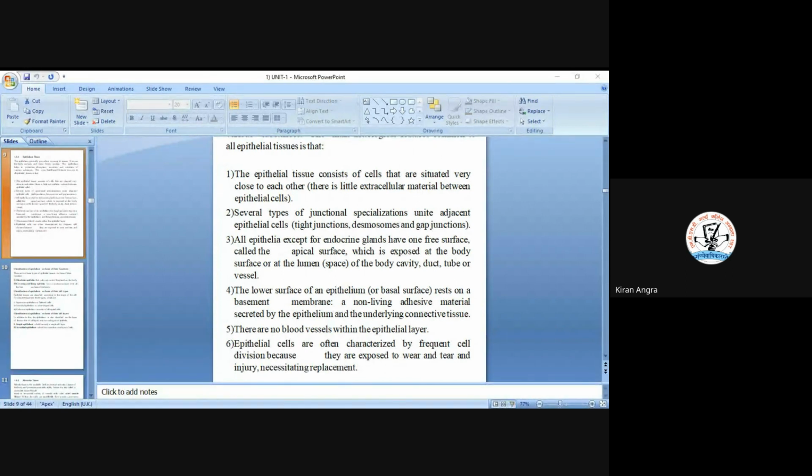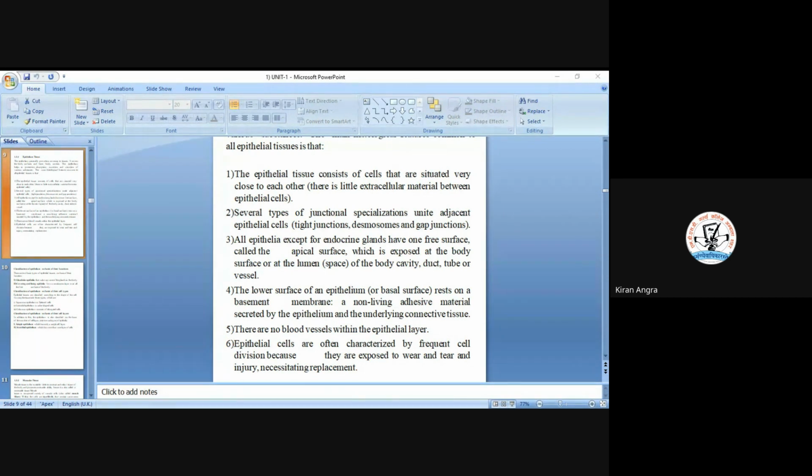All epithelial tissues except the endocrine glands have one free surface called the apical surface, which is exposed at the body surface or at the lumen space of the human body cavity. In your body, through the digestive system and other systems, there is a body cavity, a duct, a tube or a vessel. They cover them, and they have a free surface, which is called the apical surface, exposed at the body surface or the lumen, the space of the body cavity.